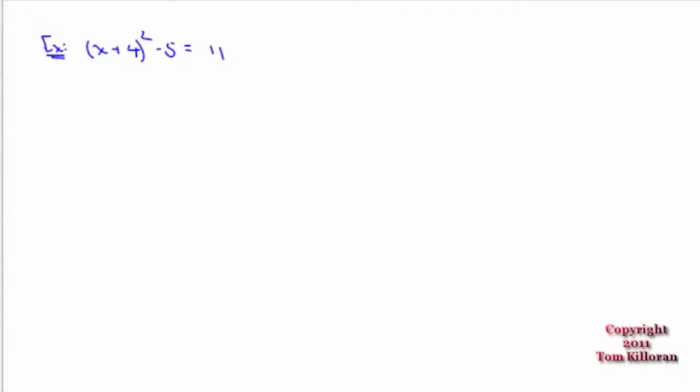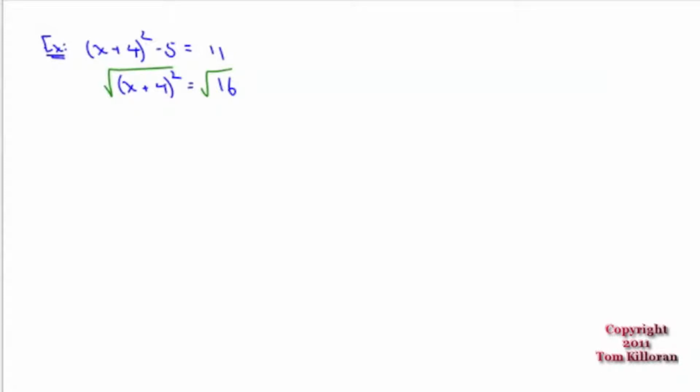So your idea here is pretty much the same as square root equations. You want to isolate the perfect square. So how do I isolate the perfect square? Add 5 to both sides. So we get x plus 4 all squared is equal to 16. Okay. What do I do to both sides? Square root. We have this perfect square on this side, so we're going to square root both sides. When it was a square root equation, we would square both sides.